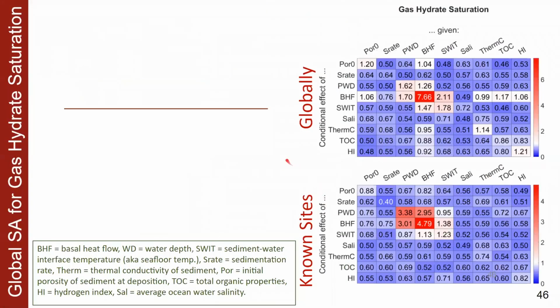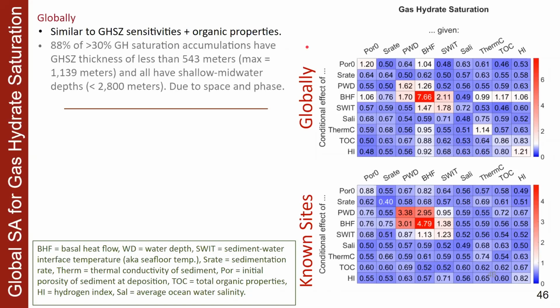Here are the results for the saturations. We'll first talk about the global ones, where it's actually similar to the gas hydrate stability zone sensitivities, with addition to organic properties. So this implies somewhat of a relationship between hydrate stability zone thickness and resulting saturations, but organic properties are important here, which makes sense because they control how much gas is generated in the system.